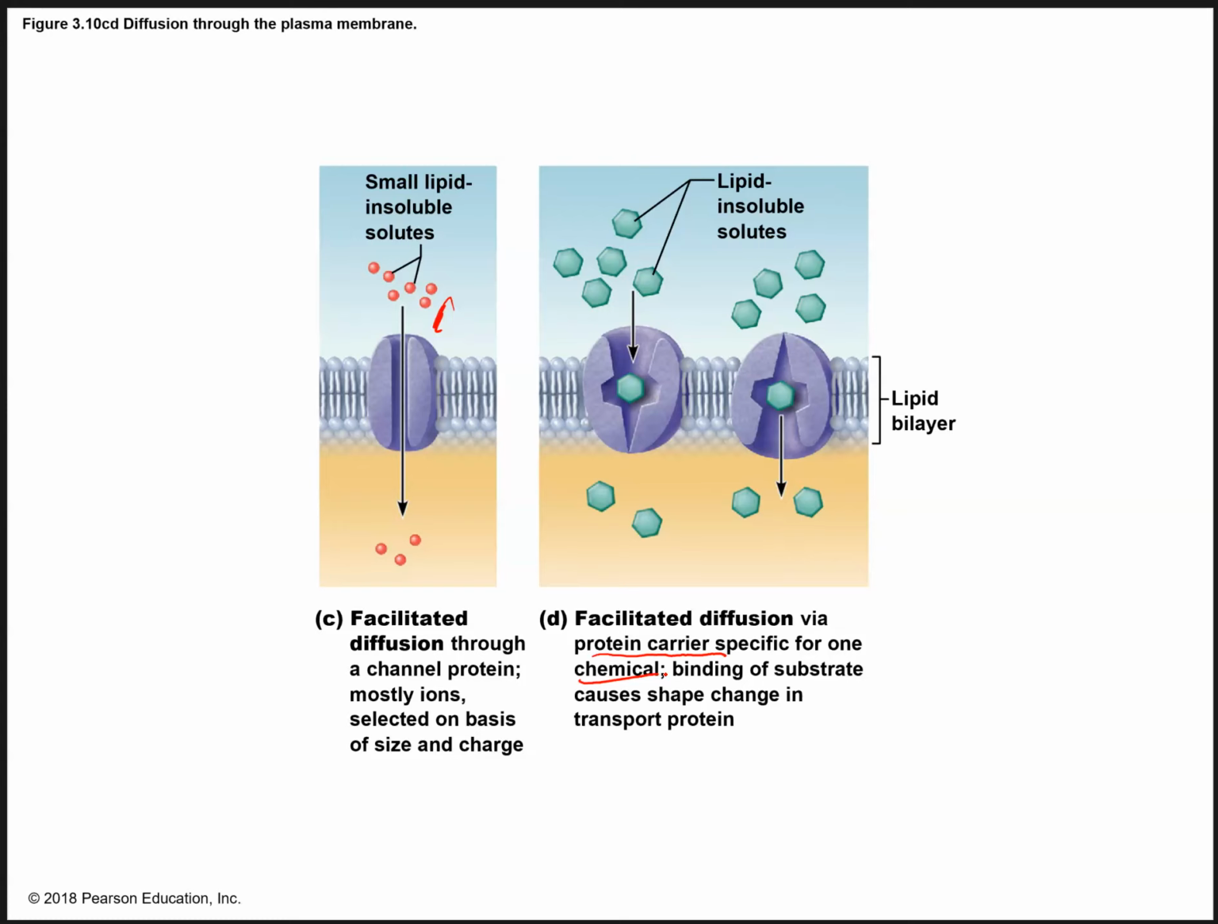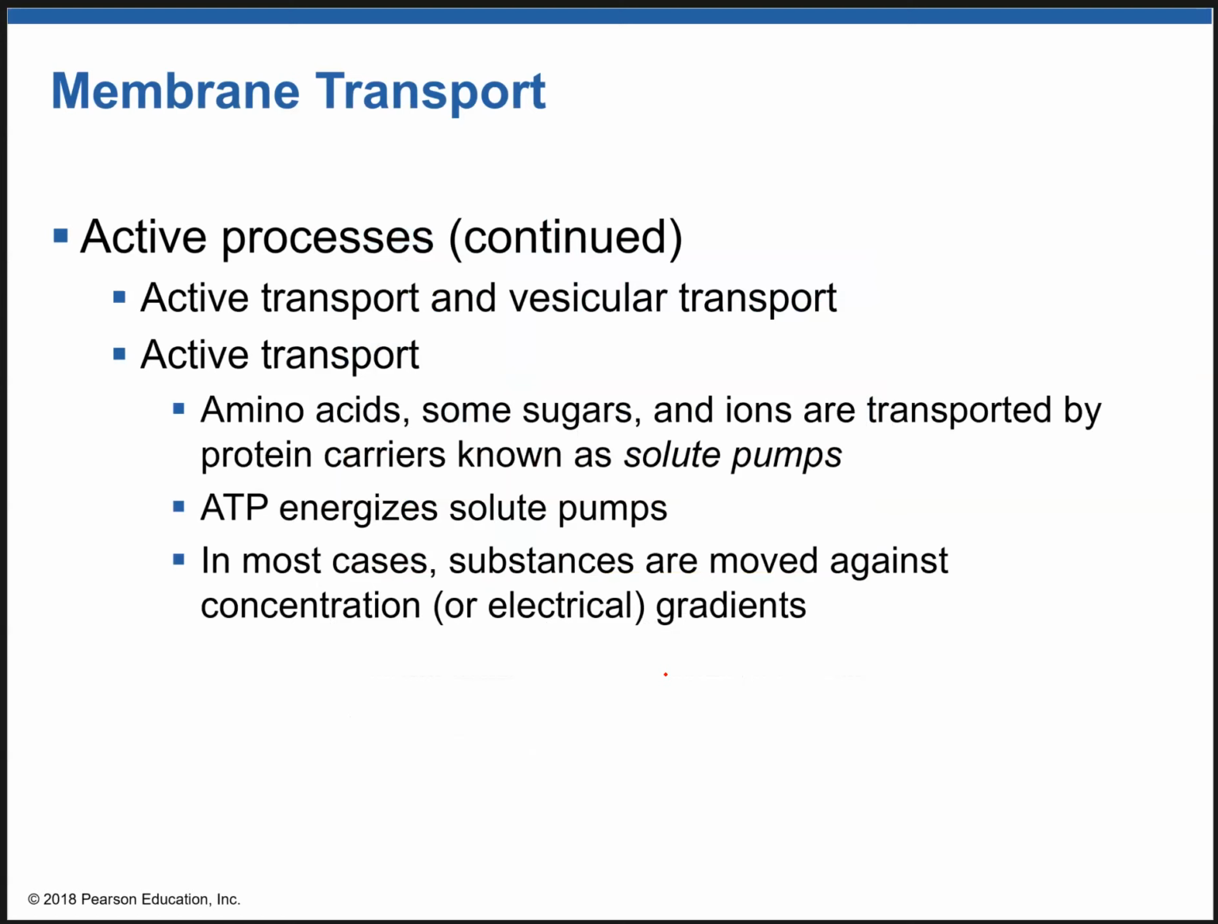Now, the next type of transport is the active transport process. In an active transport process, ATP is used to move substances across a plasma membrane, and substances that are too large cannot just pass through. So sometimes they use something called solute pumps to be pumped across the plasma membrane.